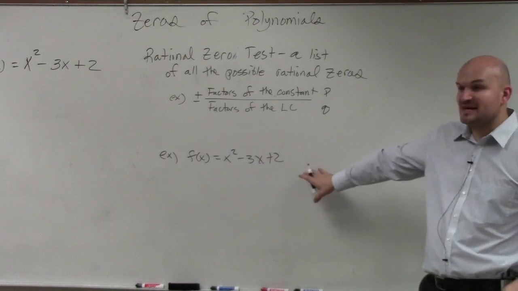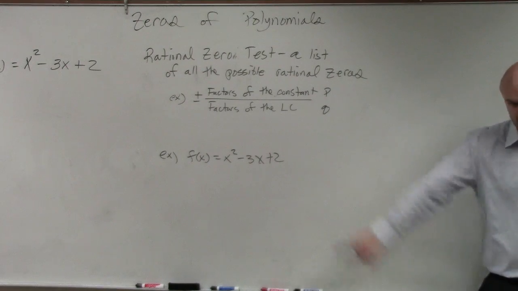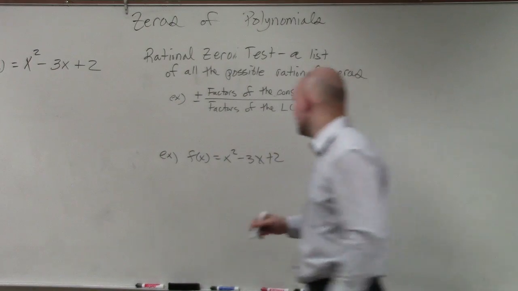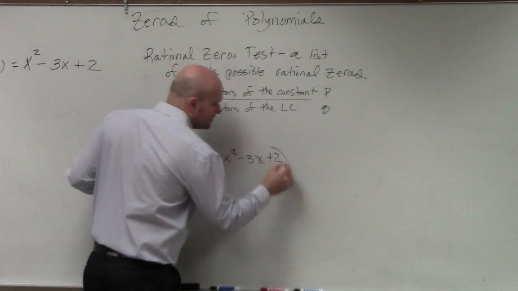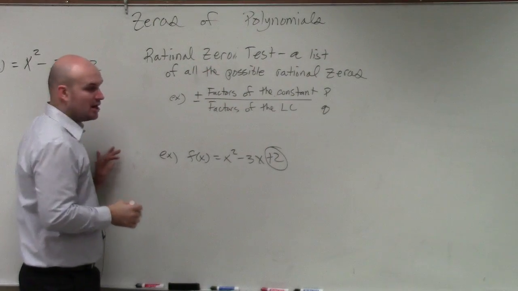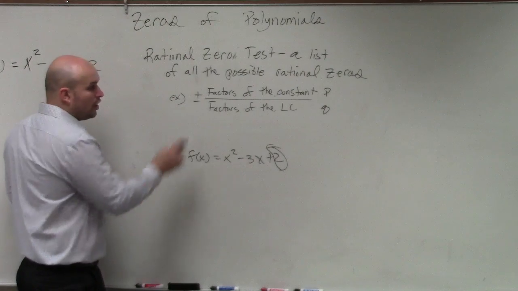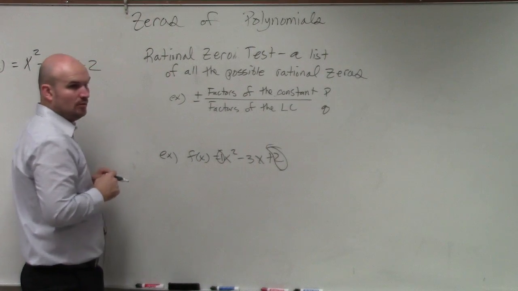So, here's my example. Now, ladies and gentlemen, do we already know what the zeros are in this problem? We already know the zeros, right? But I just want to give you guys a basic example here. So again, it's going to be plus or minus the factors of your constant. So the factors of my constant are 2. Don't really care if it's positive or negative. And then over the factors of my leading coefficient, which in this case is 1.